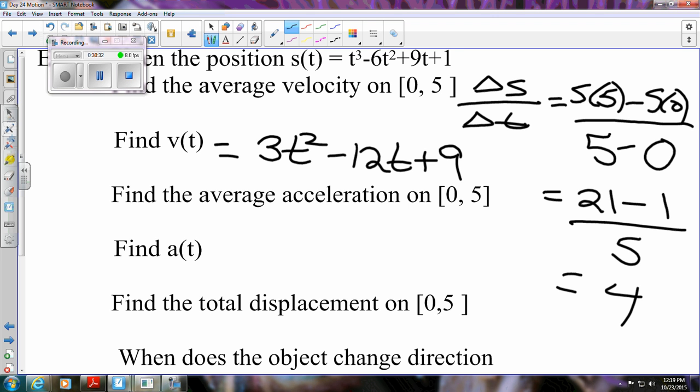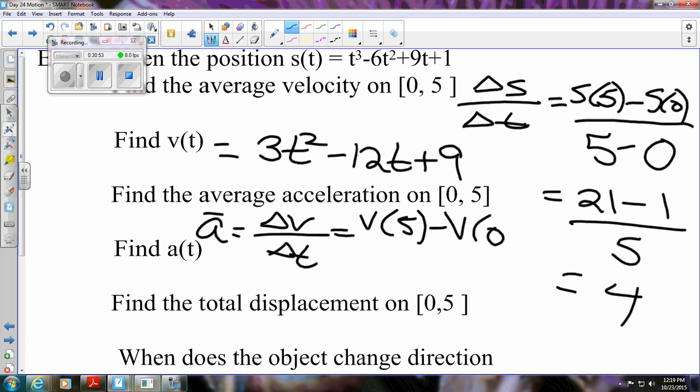So now I could ask you for the average acceleration on the interval from 0 to 5. How would you get that? Change in velocity over change in time. Yep, that's what the average acceleration is. So you would have to get the velocity at time 5 minus the velocity at time 0, over 5 minus 0.